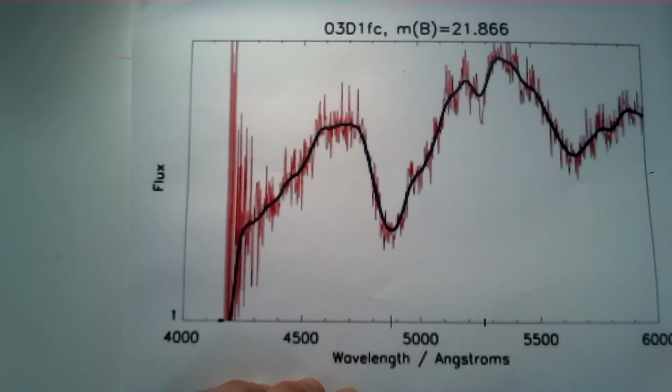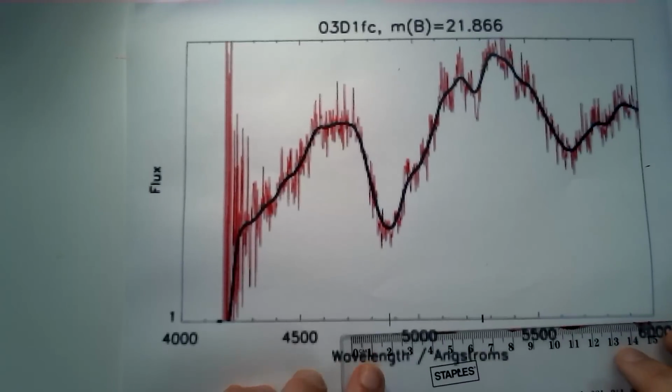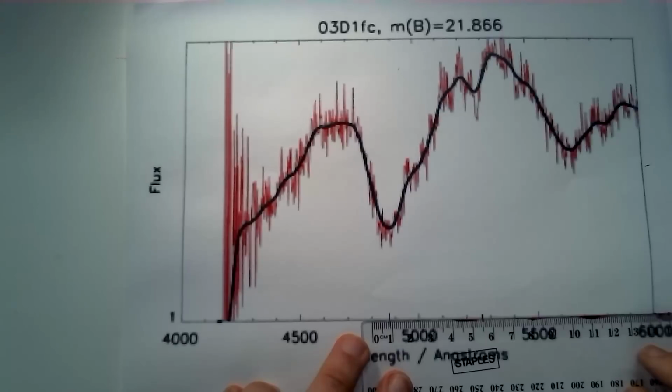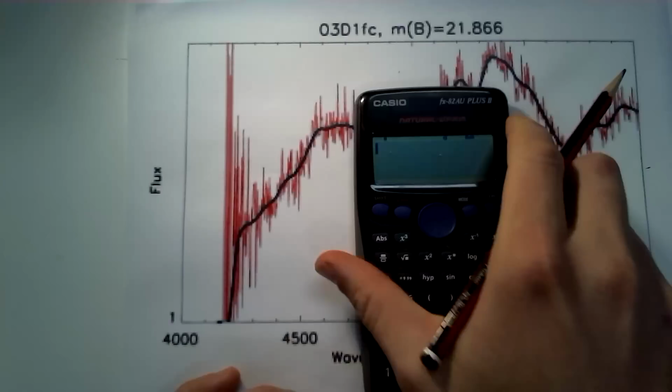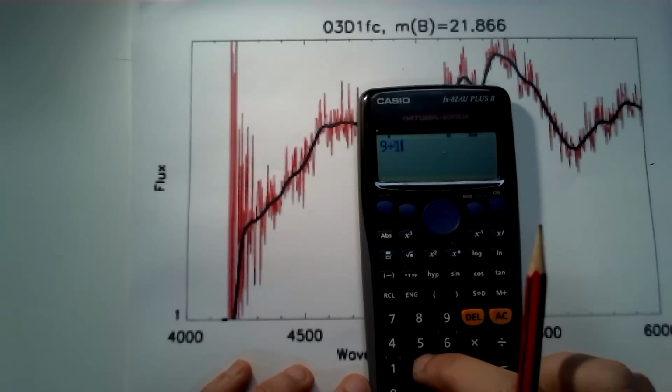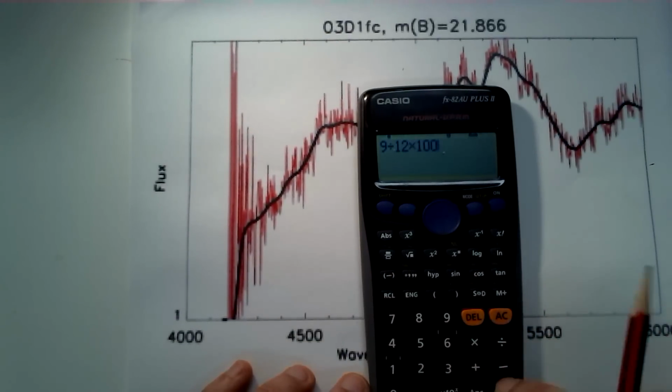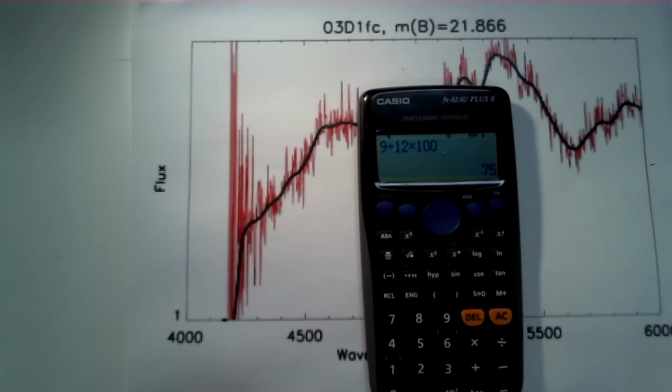Okay, so the wavelength position of this absorption line is 4,800 and something. Let's work that out as finely as we can. It seems to be around about 9 millimeters along from a total length of 12 for that division. So let's see, it's 9 divided by 12 times 100 in angstroms, about 75.